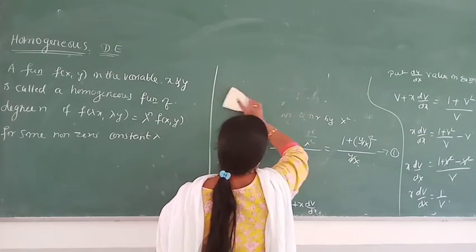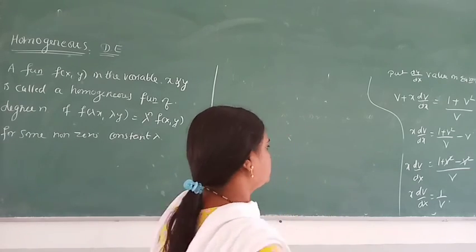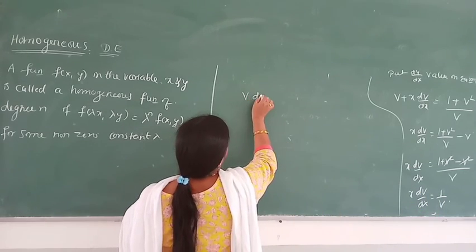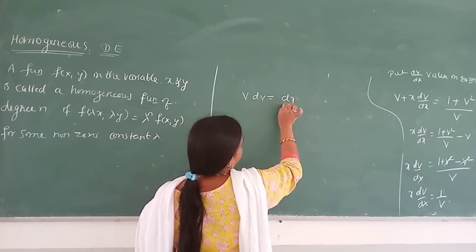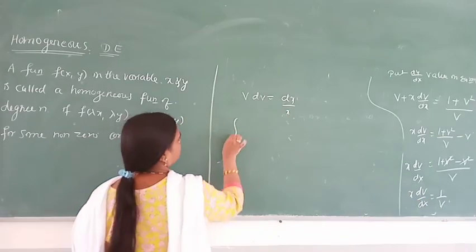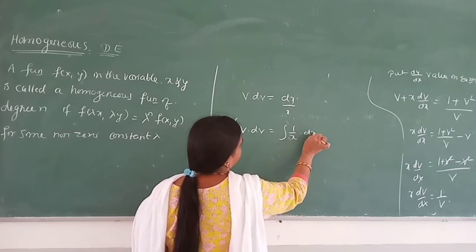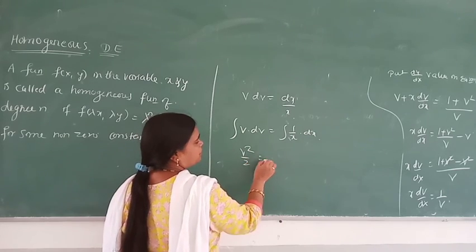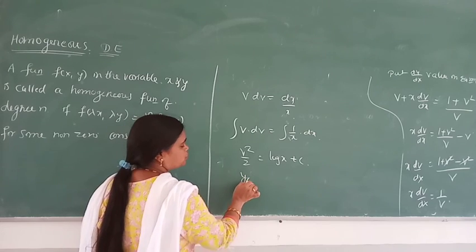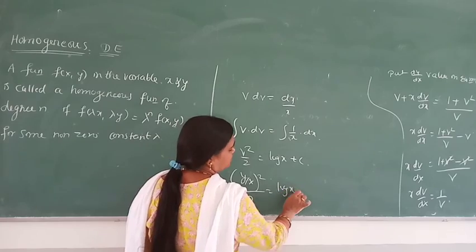Then we get the answer. Take v one side, x one side. It is v into dv is dx by x. Then integrate separately. Integration of v into dv, integration of 1 by x dx. V integration is v square by 2, 1 by x is log x plus c. What is v? V is y by x. Substitute, because our answer should be in the form of x and y.